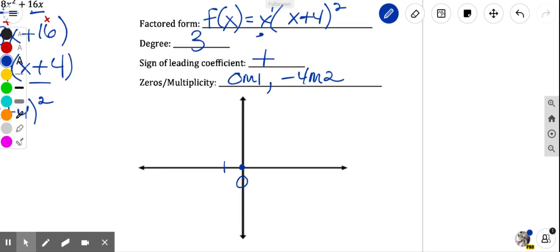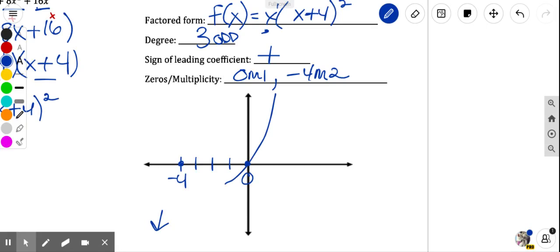So 0, 1, 2, 3, 4, negative 4. Then you do your end behavior arrow. So you want to look at that end behavior chart. This is an odd number, so it's odd positive. Odd positive, the right side goes up, the left side goes down. When you are graphing, you want to work your way to the middle from the ends. There's only 2 here, so it's pretty easy. 0 is multiplicity 1, so I'm going to go straight through 0.